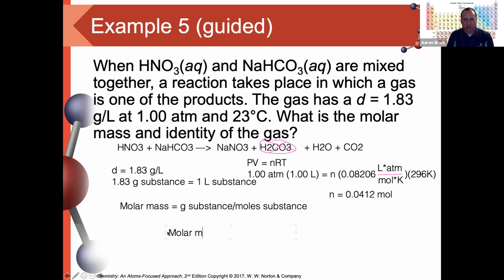So for molar mass, I got grams of substance, 1.83 grams divided by moles of substance, 0.0412 moles. And with three significant figures, 1.83 divided by 0.0412, I get 44.4 grams per mole.